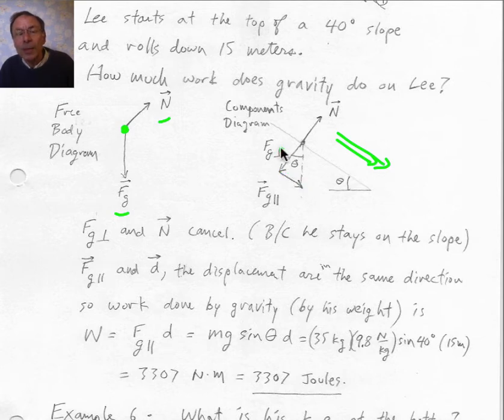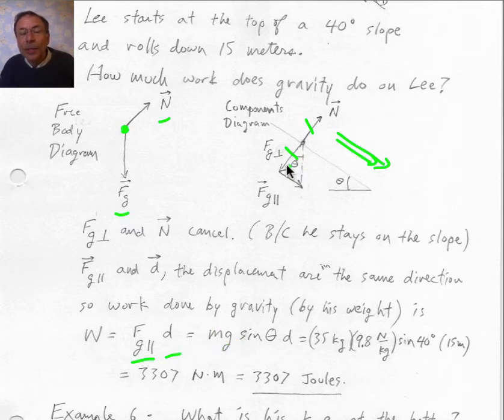The part that's perpendicular, all it's going to do is cancel out the normal force. But the parallel part doesn't get canceled out. It makes him go, right? Newton's second law. And so we have the work that the gravity did is the parallel part of the force times the displacement, his motion down the hill.